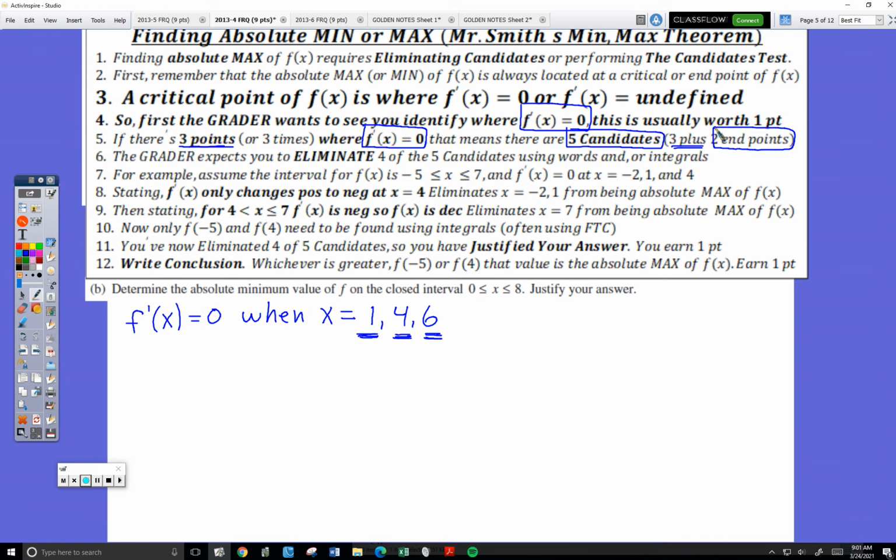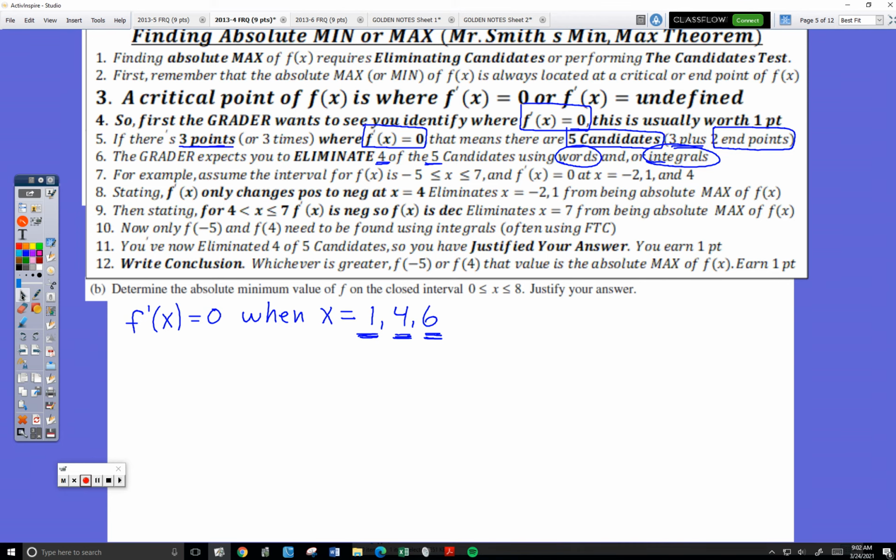The grader is going to expect me to eliminate 4 of those 5 candidates. I can use words to do it, or I can use integrals. Okay, this is a problem we haven't really encountered yet this year, but with 5 candidates, that means I'm going to have to do 4 integrals. I don't get to use a calculator, so I'm not sure I want to do 4 integrals. The other way I can do it is I can use words. And in this case, the words are pretty simple.